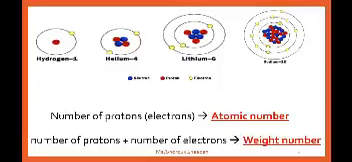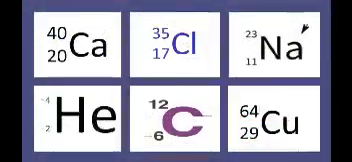Did you understand this point? Yes. I can use only one concept because the number of protons equals the number of electrons, so I can say it's called atomic number. For the number of protons plus the number of electrons, I can use weight number. Where can I write both of these numbers? Here, as you see.